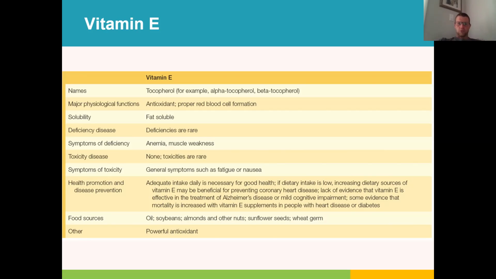Food sources: we find it in oils, soybeans, almonds and other nuts, sunflower seeds, wheat germ, and again, it's a powerful antioxidant.